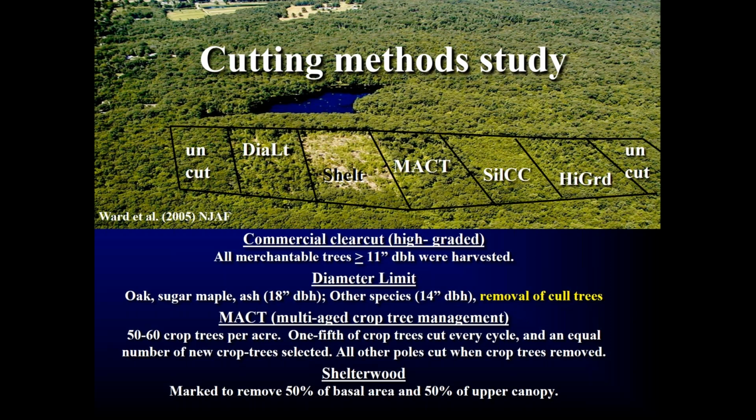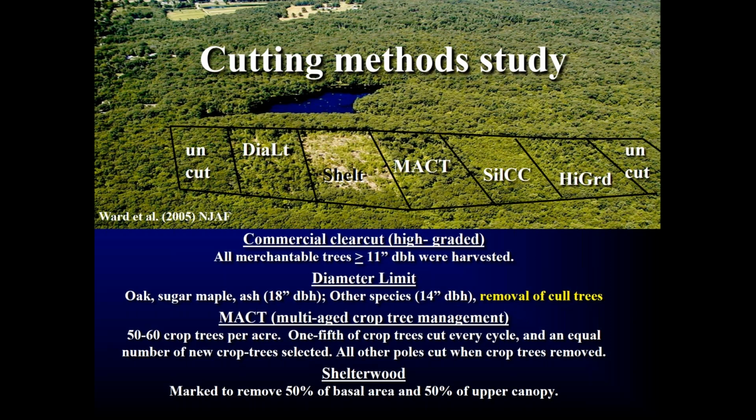We also looked at something which is multi-age crop tree management. And the idea there is that you pick or have 50 to 60 crop trees growing per acre. Remember, 50 to 60 trees per acre accounts for 90% of that stand's value. And what you do then is you go about every cutting cycle, and here's roughly 20 years, and you cut 1/5 of those crop trees per acre. So you're cutting about 10 crop trees per acre. And if you recall that earlier slide I showed, that's about 50% of that stand's value.